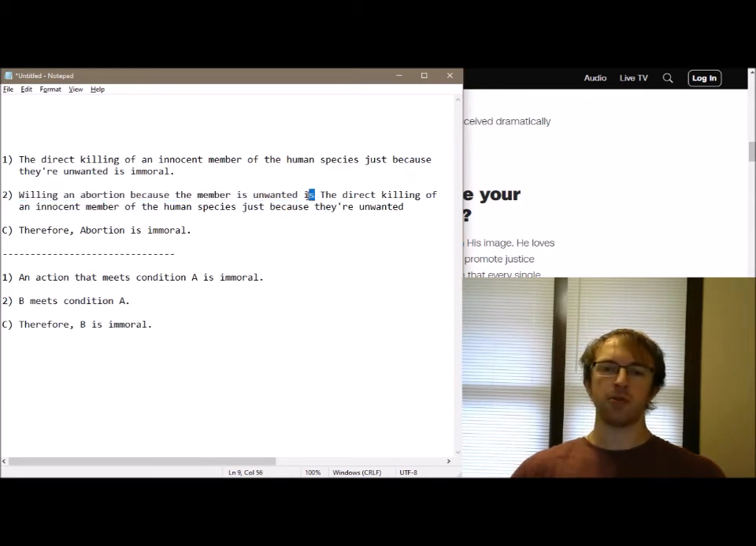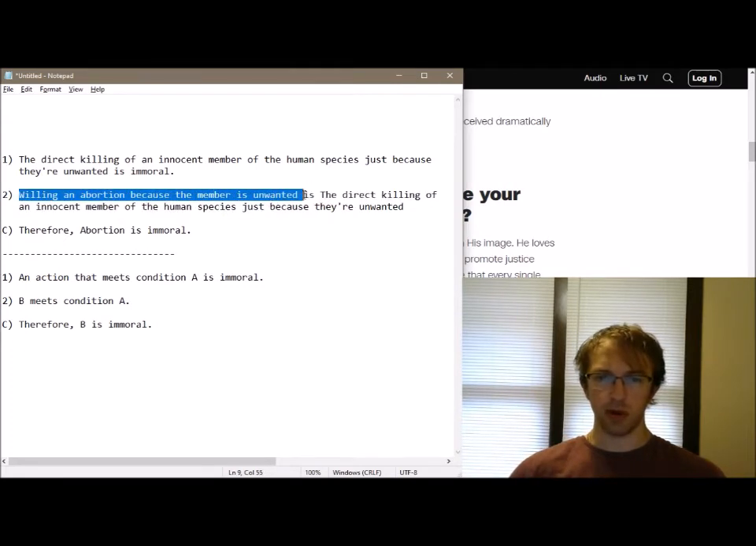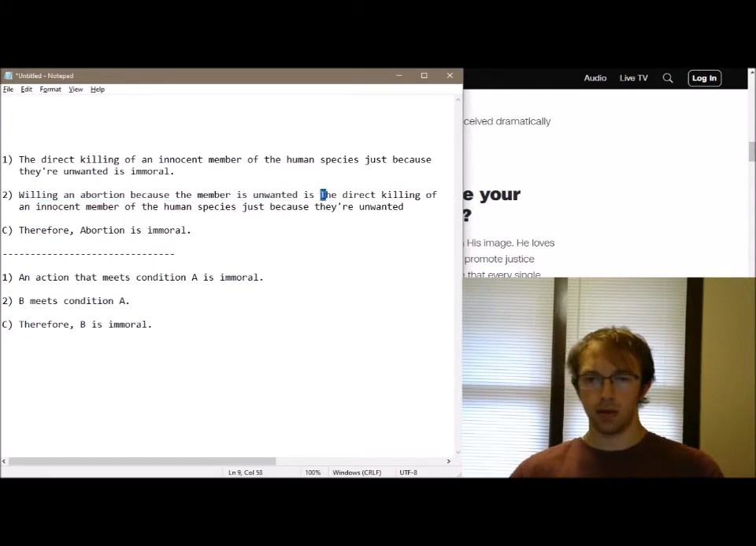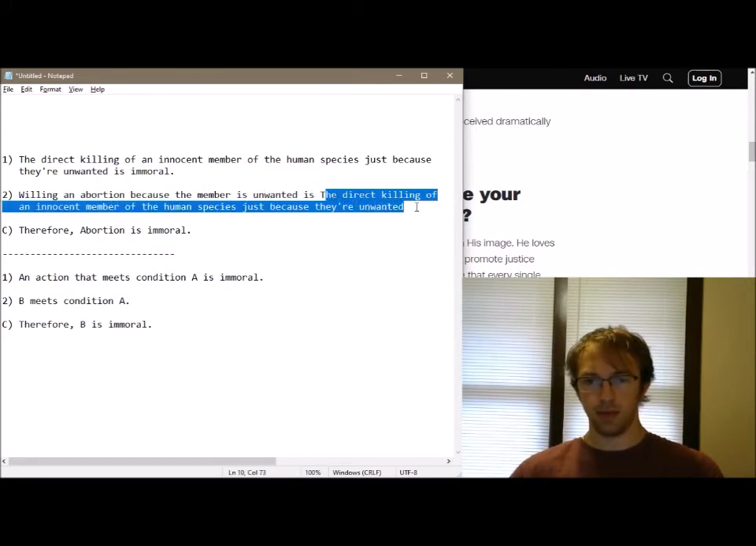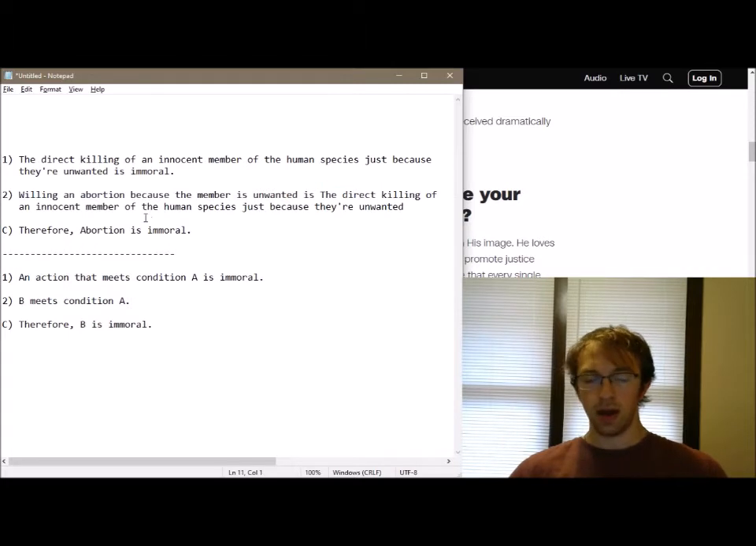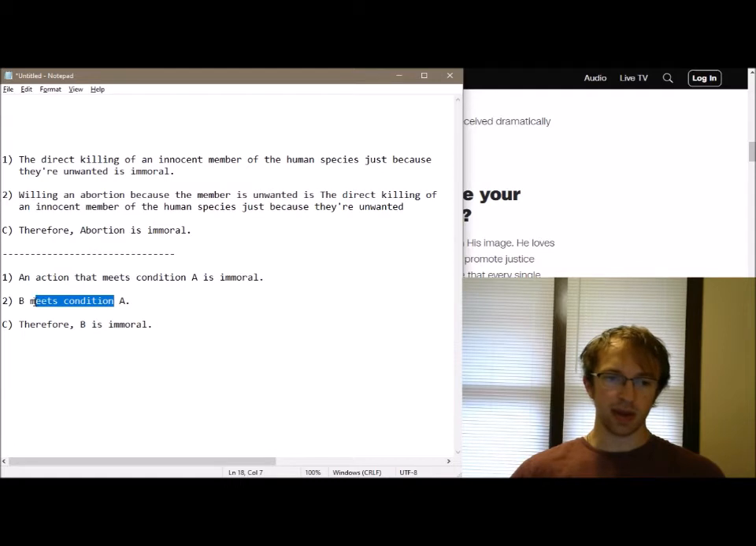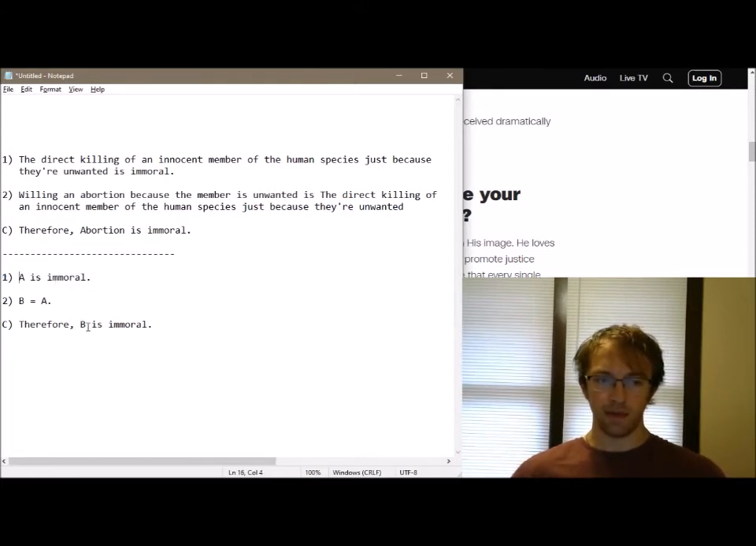This word is, when you see the word is, it's very important. That often means mathematical equivalence. So we're saying that willing an abortion because the member is unwanted, B is A. We're saying B is A. And now, if B is A, instead of saying B meets condition A, we could say something like B equals A for better understandability. We can even say just A is immoral, right? And we say, therefore, B is immoral. Because if A is B and A is immoral, then B is immoral, right?